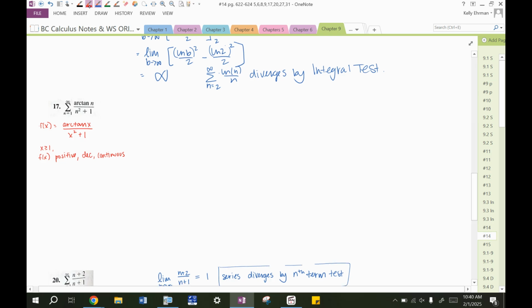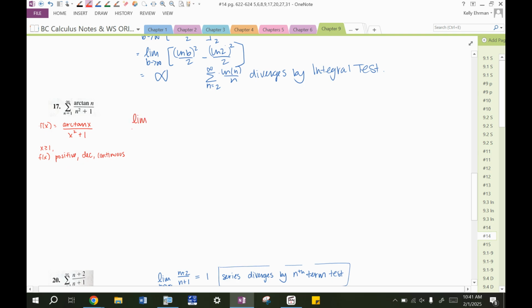All right, for number 17, this is unusual. We don't usually see inverse trig in our integrals, but arctan, remember arctan, as you approach infinity, that graph is just going toward pi over 2, whereas x squared plus 1 will keep growing. So these terms are decreasing. They are continuous, and they are positive.